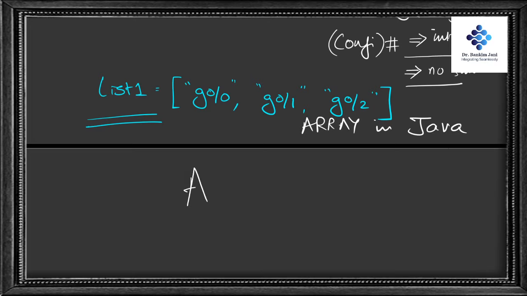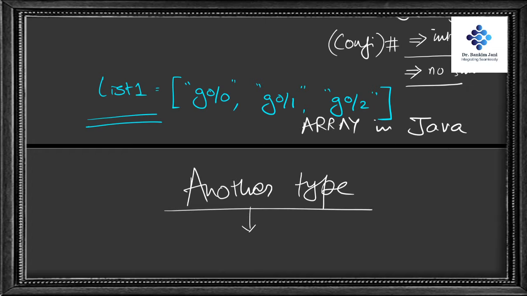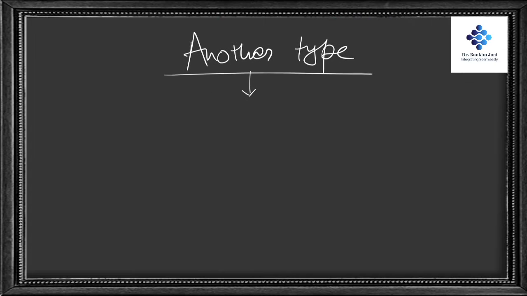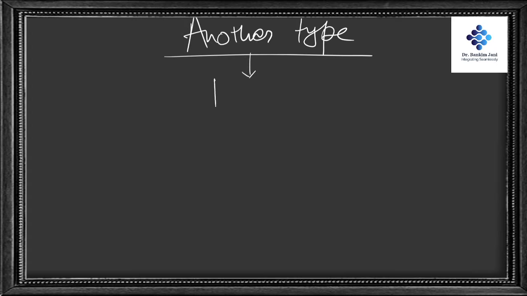Now there is another type. There is one more type. It is called the dictionary.